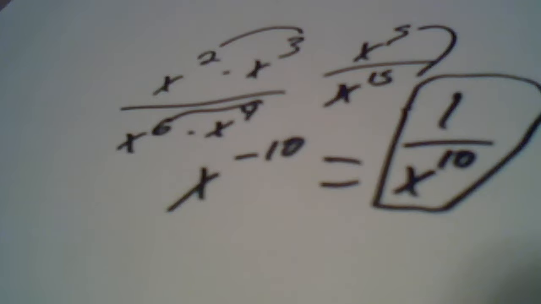Alright, whenever you have a negative exponent, you have to move the base and the monomial or polynomial or whatever to the denominator of the fraction. So that's basically how to simplify negative exponents. That's all I have to say for now.